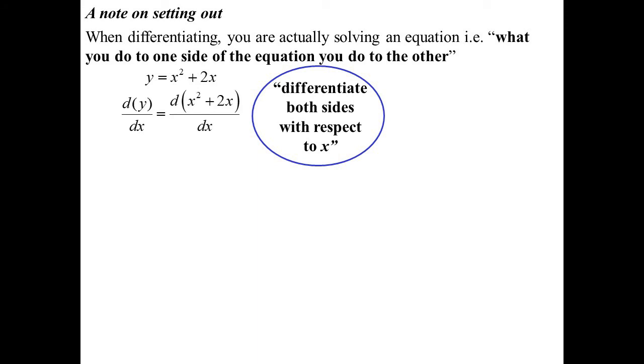So on the left-hand side, I'm going to differentiate y with respect to x. Remember that other way I said we could write the derivative? d, whatever we're differentiating, with respect to, in this case, x. So on the left-hand side, I have d of y with respect to x, and on the other side, x squared plus 2x. On the left-hand side, we just get dy/dx. The right-hand side, differentiate x squared plus 2x, we get 2x plus 2. So you're actually solving an equation.